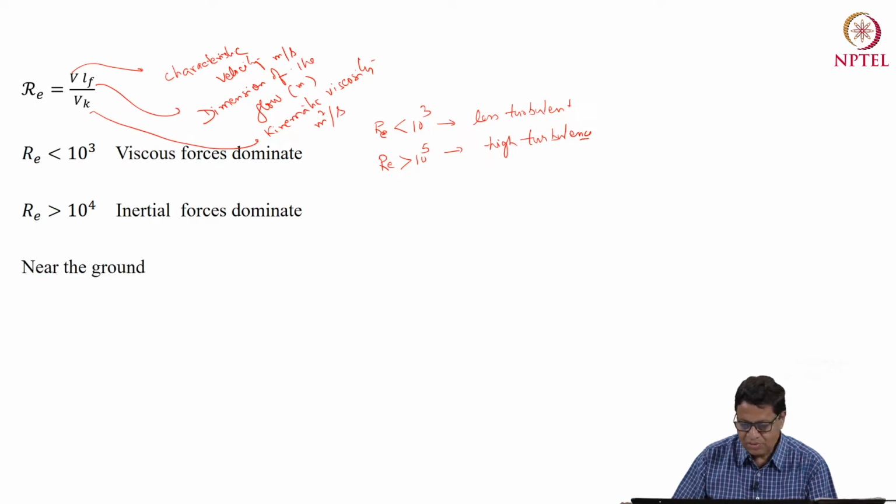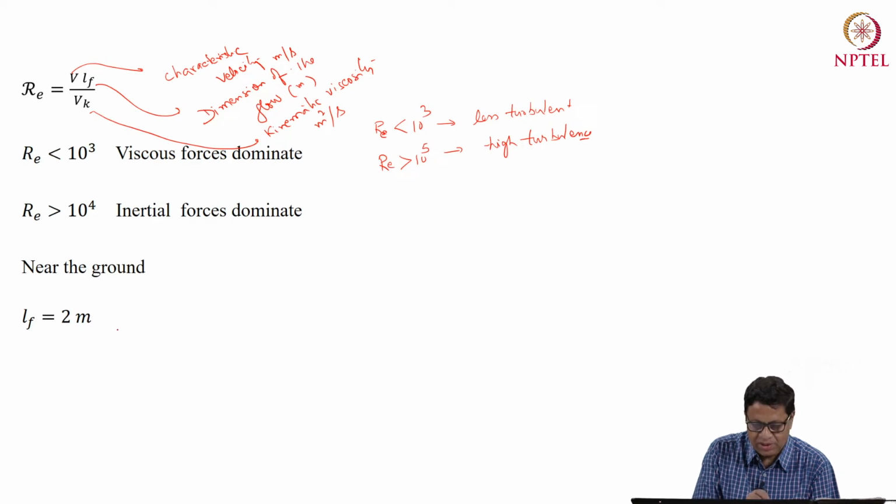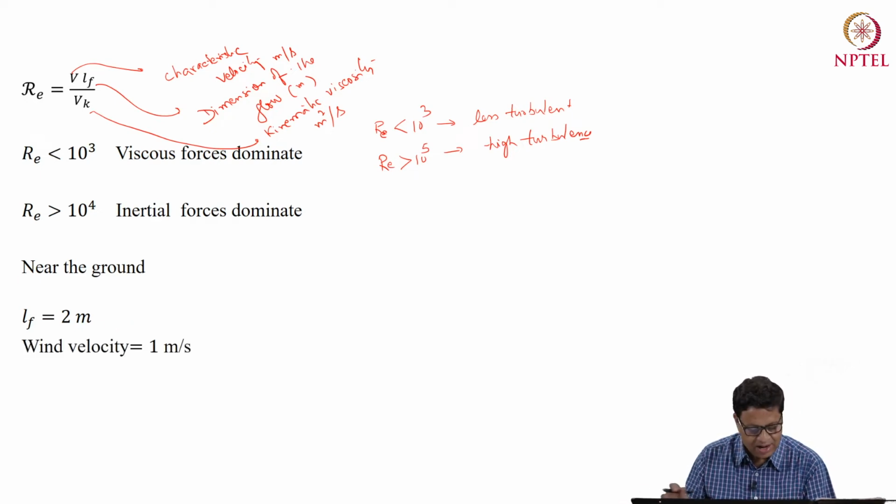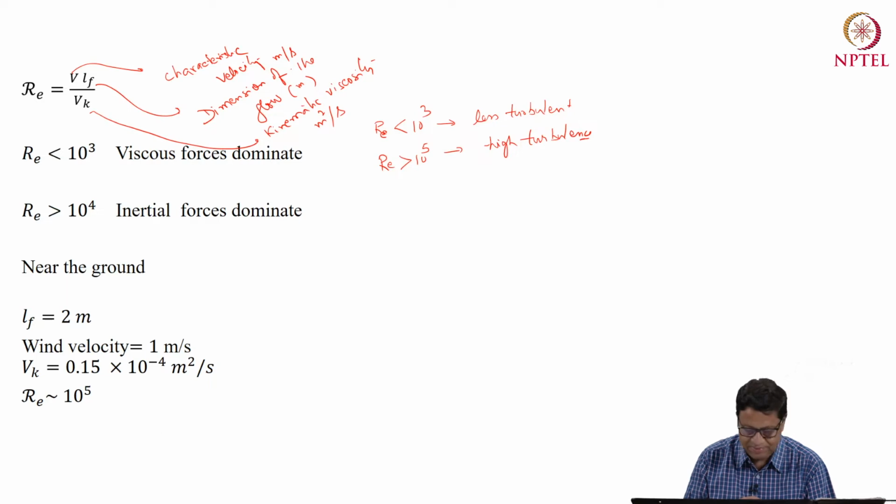And just to get some idea, near the ground, if I assume LF as 2 meters, which is the dimension of the flow, and wind velocity, let us assume, as 1 meter per second, and Vk, the value is 0.15 into 10 to the power minus 4 meters squared per second. If you calculate the value of the Reynolds number, it comes out to be of the order of 10 raised to the power 5, which means at this velocity, near the surface, the atmosphere is turbulent.